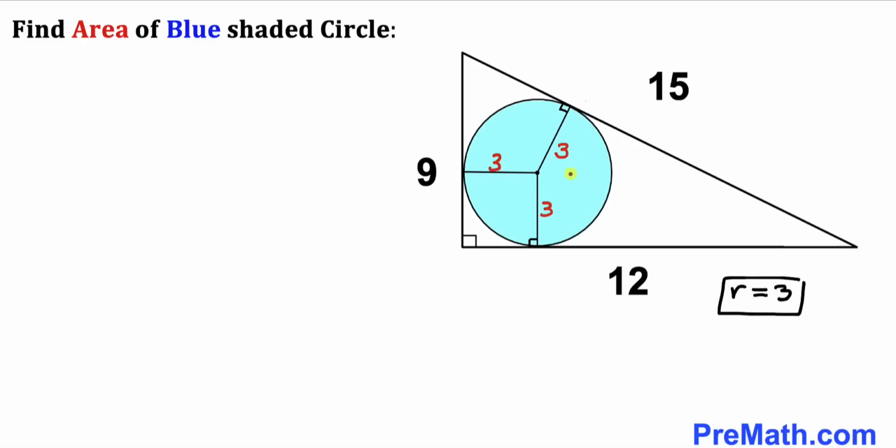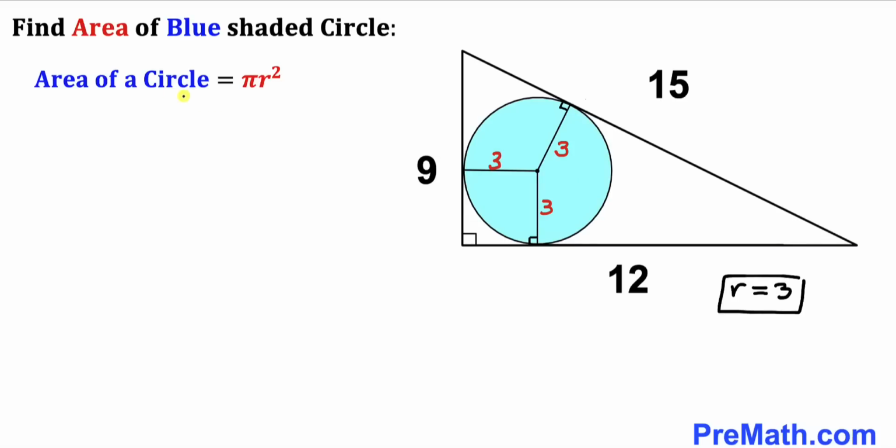Here's our final step. Let's calculate the area of this blue shaded circle. And now let's recall the area of a circle formula. Area equals pi r squared, where our r value we figured out equals 3. So therefore the area of this blue shaded circle is going to be pi times 3 squared.